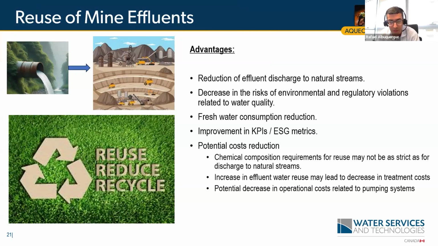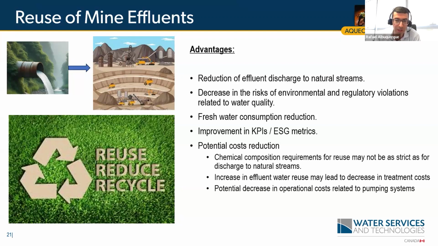If we're discharging less effluent to the natural streams, we're decreasing the risks or the possibilities of contaminating the streams, and as a consequence, of violating the environmental standards in the region where the mine is operating. Also, if we are reusing effluent, we should have a smaller need to capture or pump water from the environment, so we reduce freshwater consumption. We also improve our KPIs in ESG metrics, right? If we're reducing consumption, releasing less effluent and impacting the environment less, consequently we are improving our KPIs, right? And the other thing is that, potentially, this is not always the case, but potentially there are opportunities for cost reductions, right?